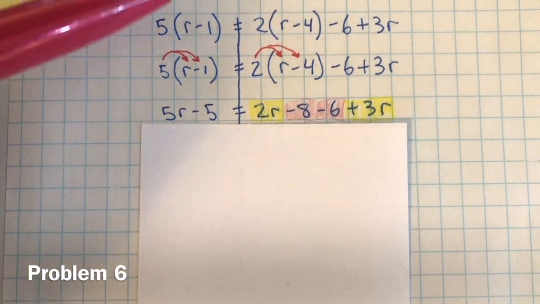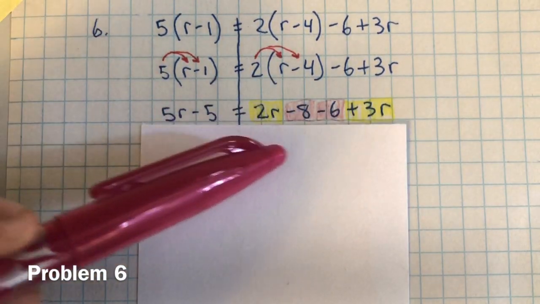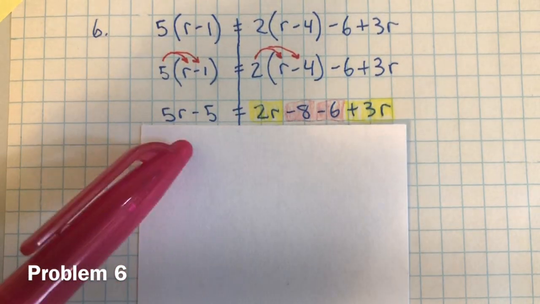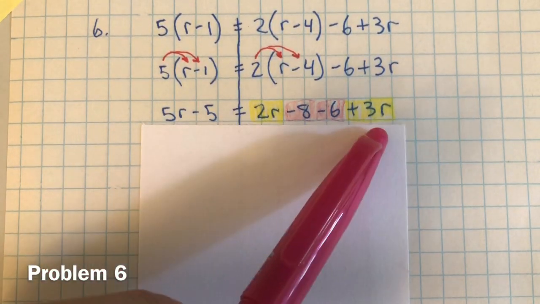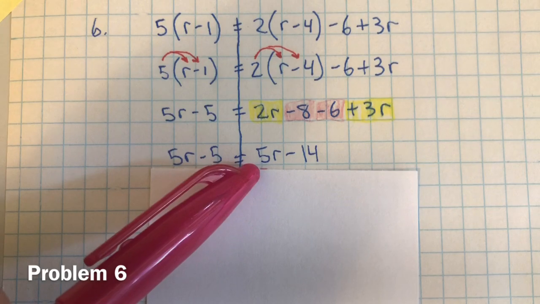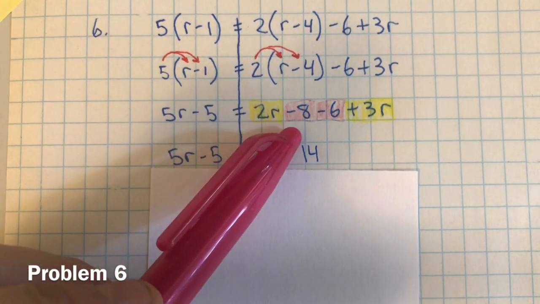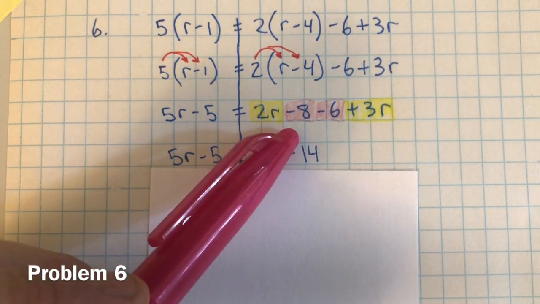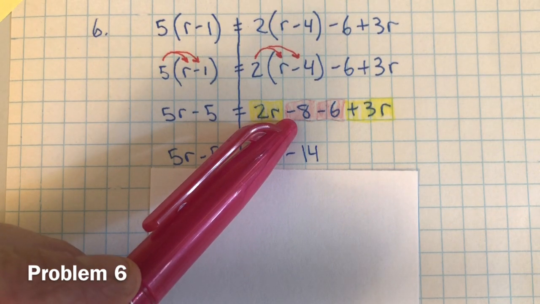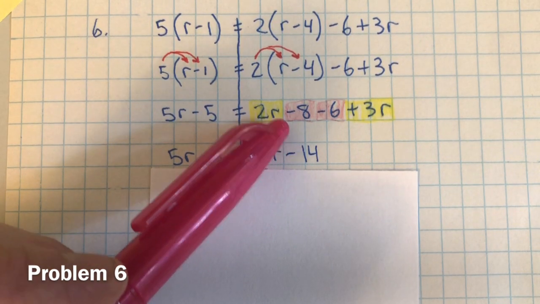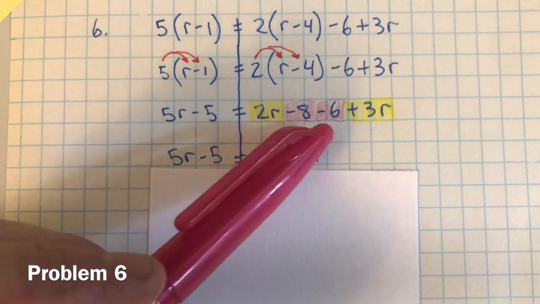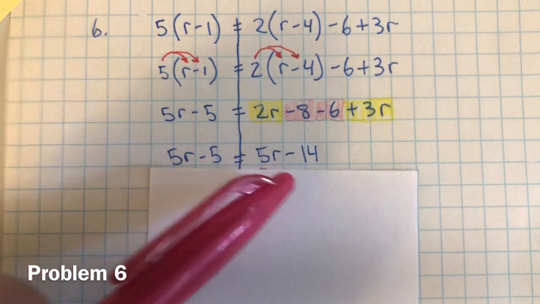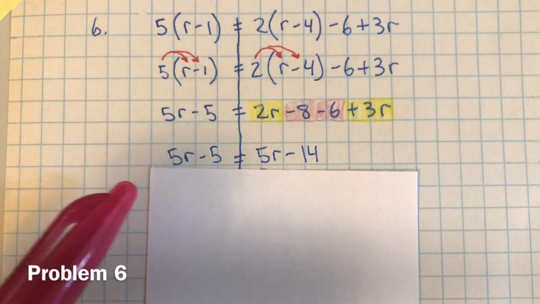Now I can simplify the right side by combining like terms. The left side doesn't have any like terms, but on the right side I have 2r and 3r, which equals 5r. And negative 8 and negative 6: if the signs are the same, you add them and you keep the sign that you have more of. Well, they're both negative, so it's going to be negative. 8 plus 6 is 14, so negative 14.